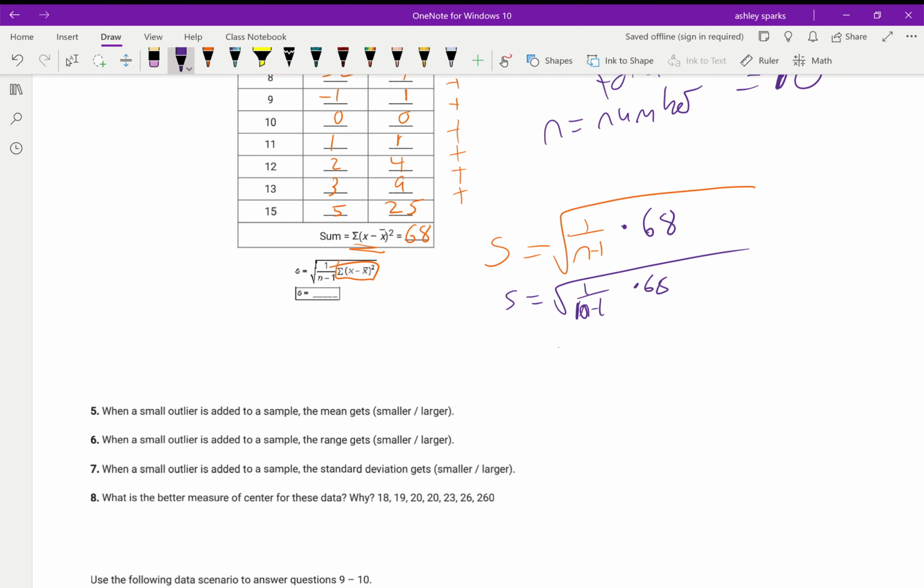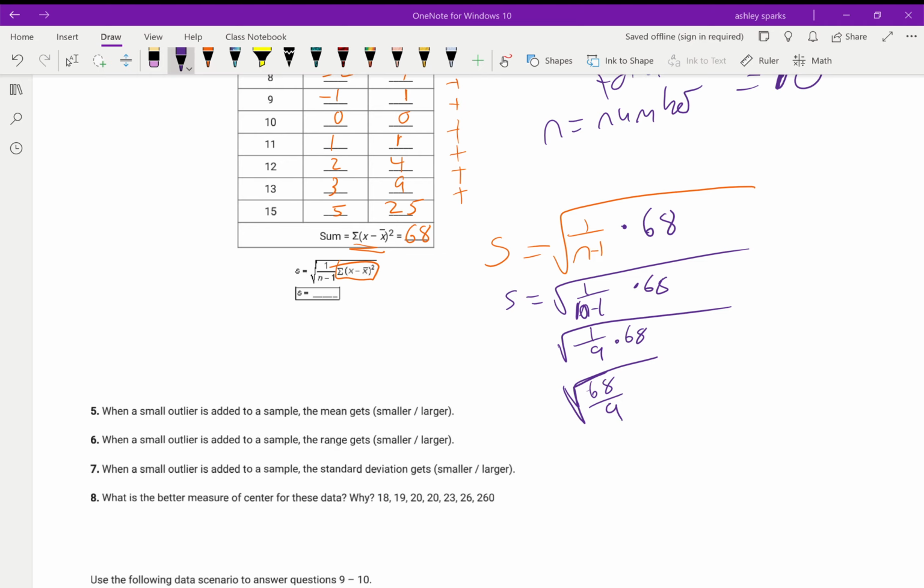Simplifying that, 10 minus 1 is 9. That's where the 9 was stuck in my head. We can combine our like terms. We get 68 over 9. And we can just throw this straight into our calculator and get out an answer.